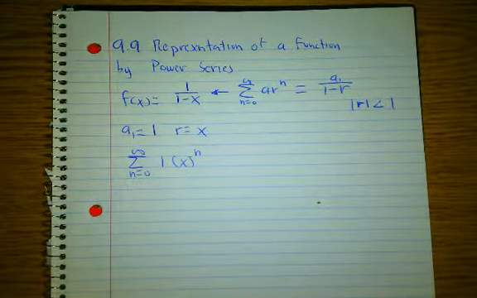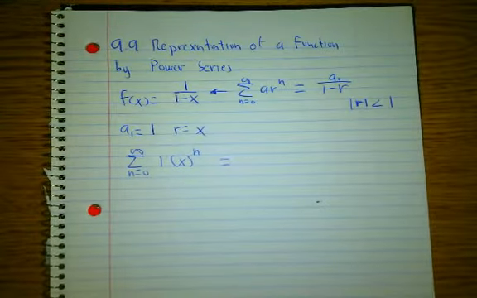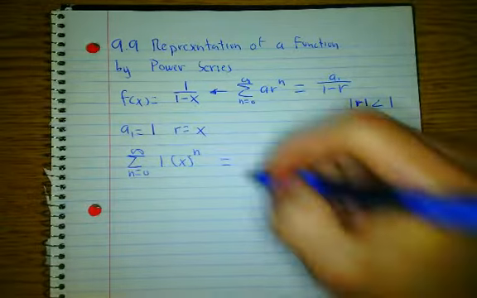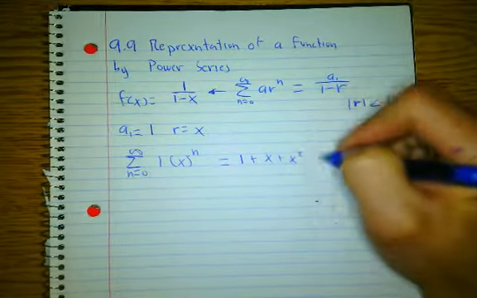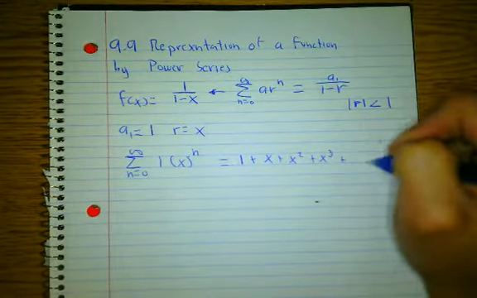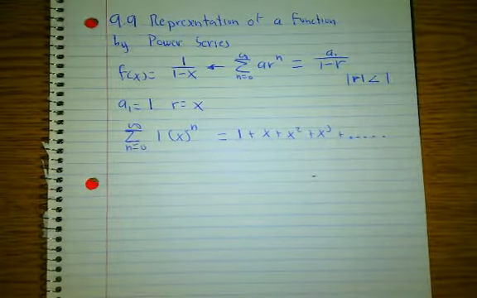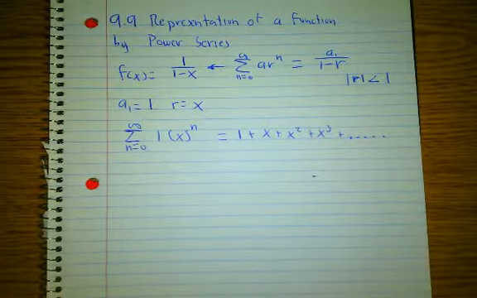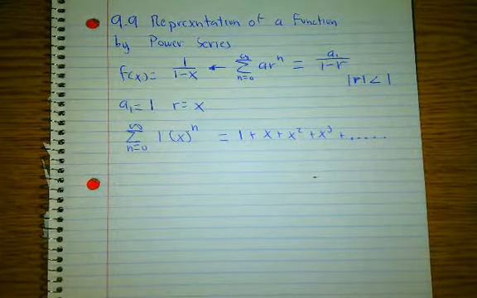Agreed? Now, if we expand this out a little bit, if we plug in 0, what do you get? 1. If you plug in 1, you get x, then x squared, x to the third, dot dot dot, x to the n. Alright, we have a problem though. When will this series work? When the absolute value is less than 1.